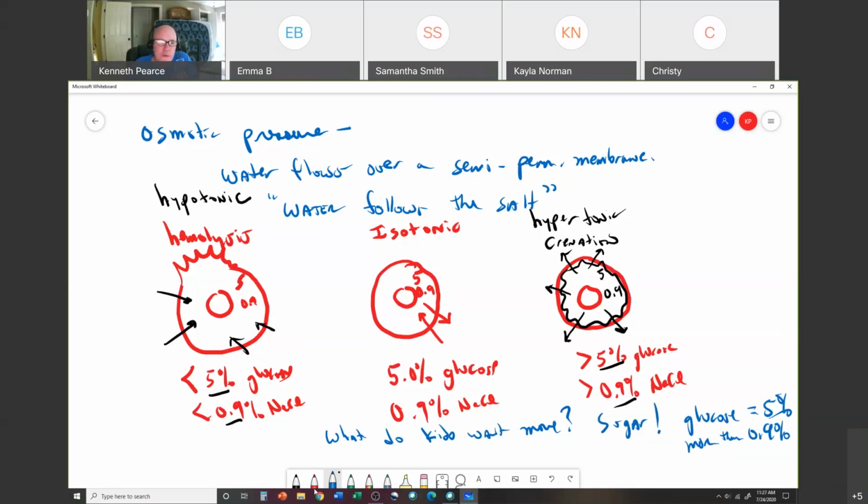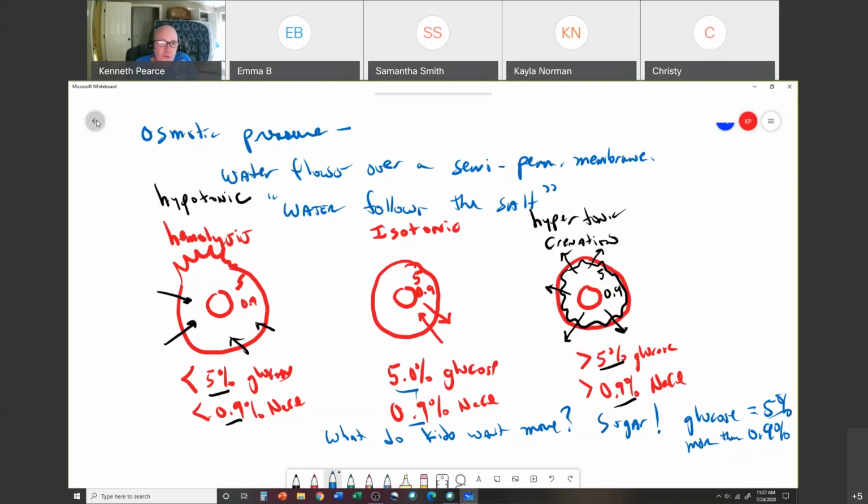Okay. So that's osmotic pressure, and these are the implications. I guess this is the first time we've actually done a medical thing. A lot of you are going on to med school, but this is what's going on there. So keep it straight. The 5%, 0.9%. You've got to keep them straight.